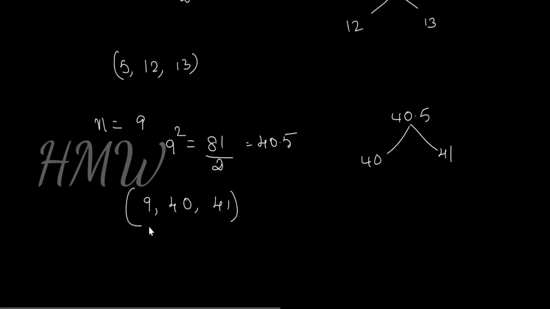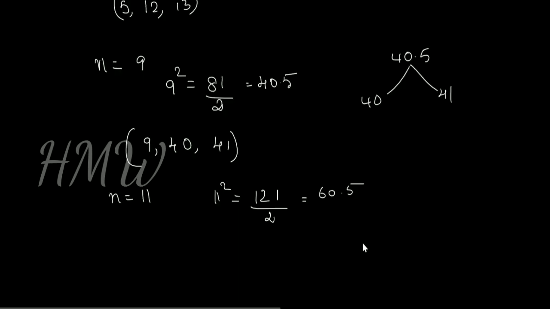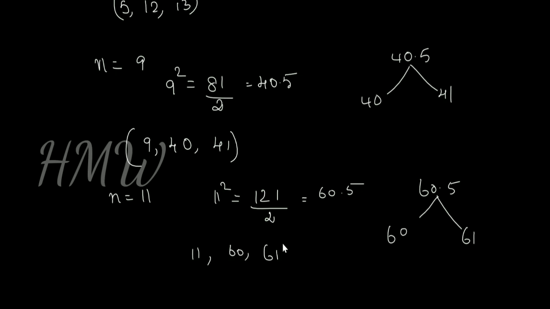We'll see another example. N is 11. Square this number. 11 square is 121. Divide by 2. That is equal to 60.5. 60.5 lies between 60 and 61. So the Pythagorean triplet is 11, 60 and 61.